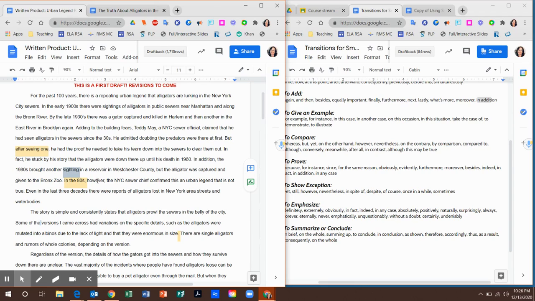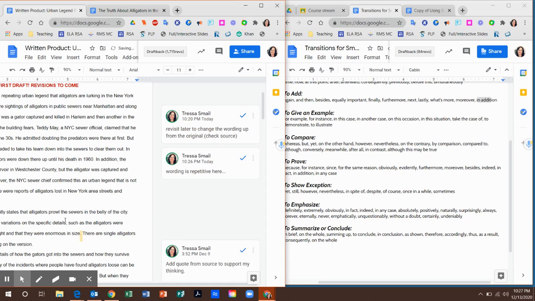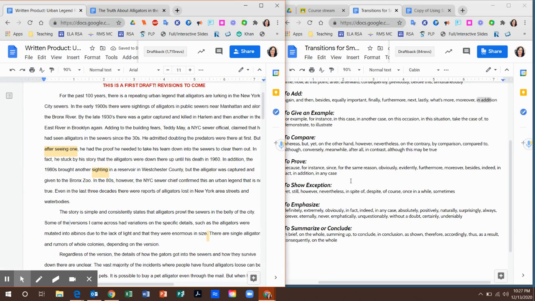"In the 1980s," again, right? So I think instead, maybe, so what's happening here in my writing is there's this other New York City sewer chief who says, no, it's not true. They're not down there. So instead, I'm going to resolve that repetitive word choice and I'll clean it up. I'm going to show exception, I think, like "by contrast," right? That it's like, despite the fact that Teddy stuck to his story, and yeah, the 1980s brought another example of an alligator finding, but I think I'm going to use "nevertheless" here.